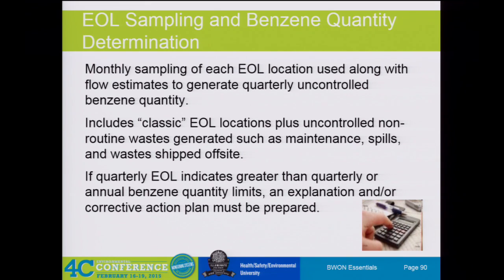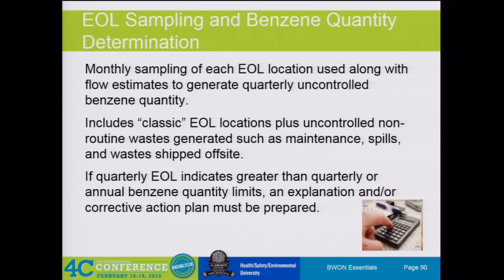All right, so monthly sampling of each EOL location is used along with flow estimates to generate quarterly uncontrolled benzene quantities. So this is the main key point on how you are determining your end of line. It includes classic EOL locations plus uncontrolled non-routine waste generated, such as maintenance spills and waste shipped off-site. So you're doing this on a monthly basis.